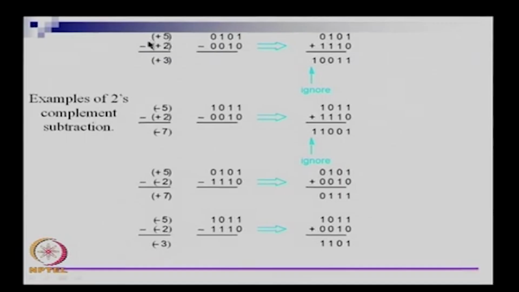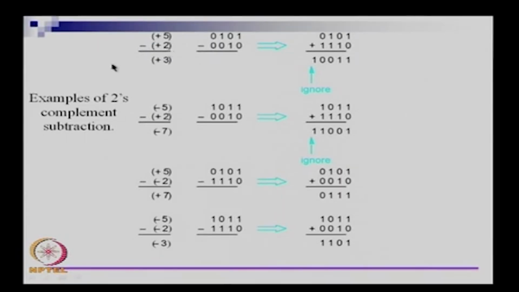I want to do 5 minus 2. What I really want is 0 1 0 1 minus plus 2, which is 0 0 1 0. That is what I really want. What I instead do is I add the negation of 2. The negation of plus 2 is minus 2, and minus 2's 2's complement representation is 1 1 1 0. I take the 2's complement representation of the subtrahend as it is. For the minuend, I have negated it and added it together, and you ignore this bit, 0 0 1 1. If you interpret that in 2's complement, that is number 3.